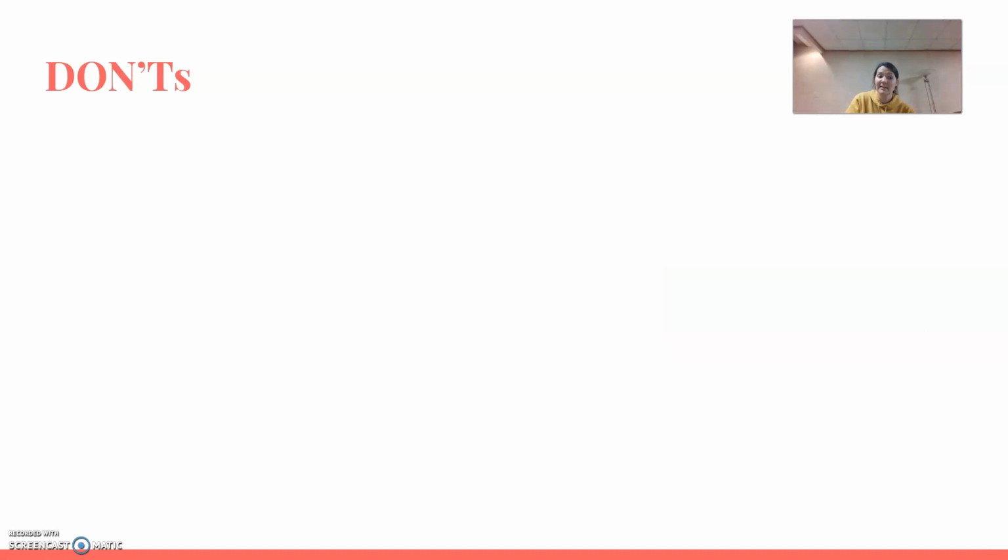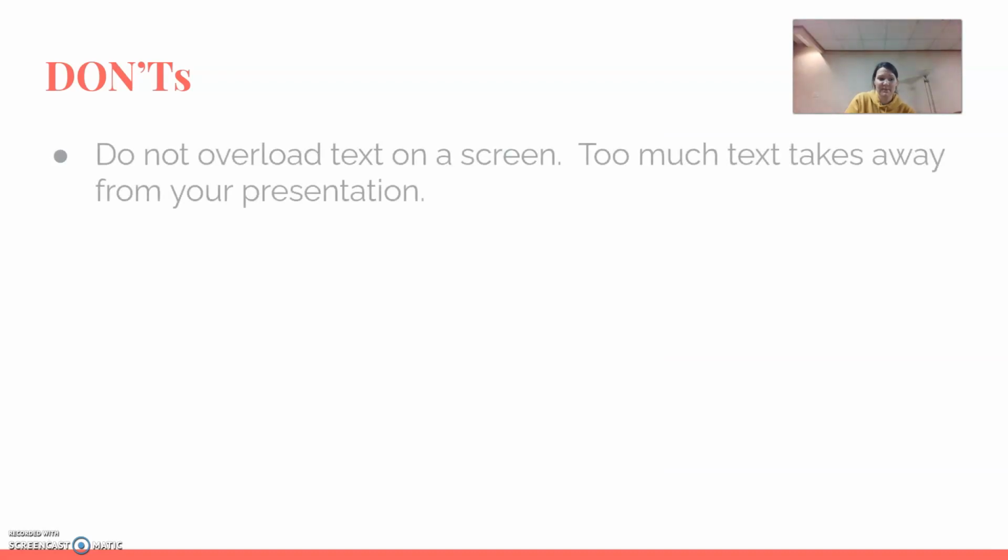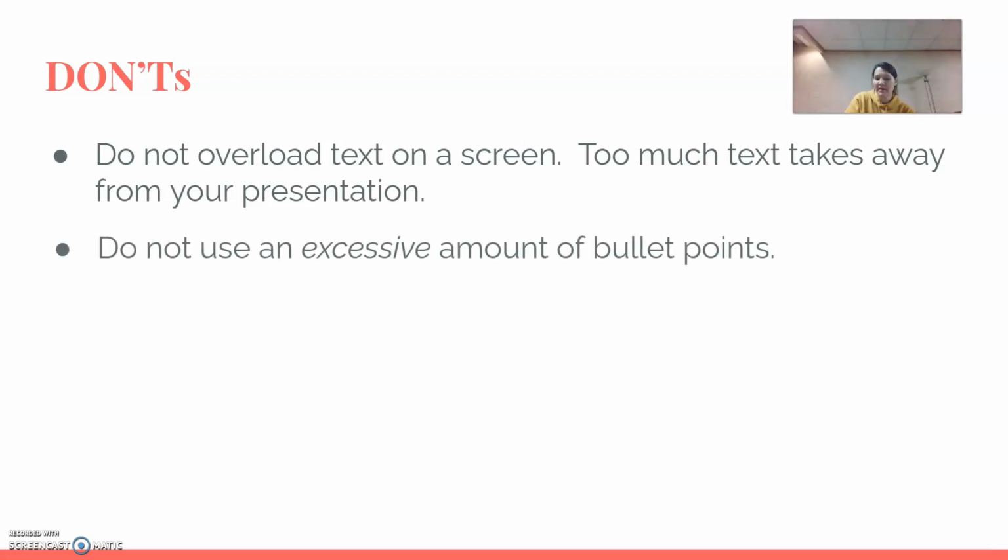So now let's look at some don'ts. First, don't overload your screen with text. Listening to a presentation and trying to read everything on the screen makes things difficult for the audience. Too much text takes away from your presentation. Another thing, don't use an excessive amount of bullet points. Some bullet points are okay, but too many lead us right back to our first don't.